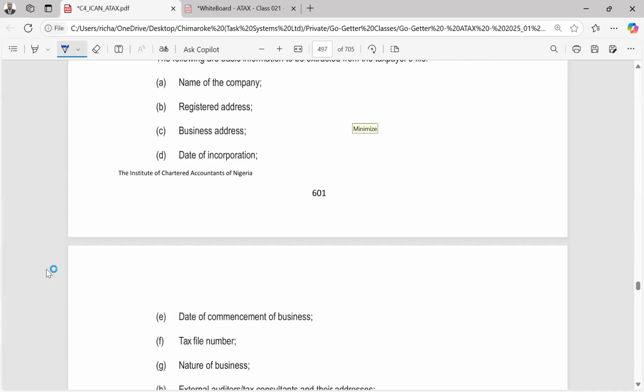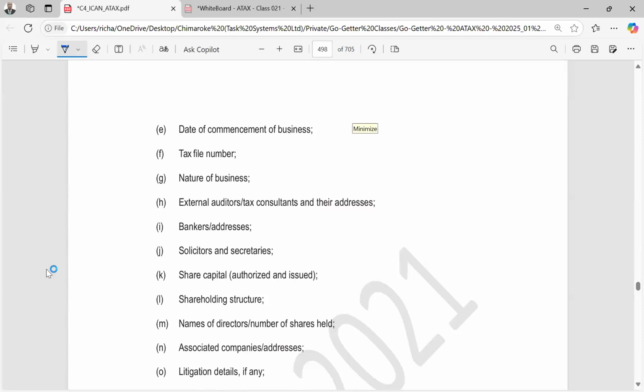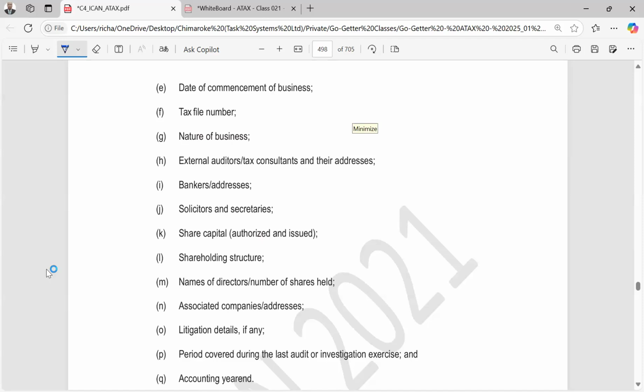Date of incorporation is there. Date of commencement of business. What is their tax file number? Nature of business. External and internal auditor, consultant to be looked at. Bankers' address, solicitors and secretaries, all of these. These are some of the things that will be in the checklist.